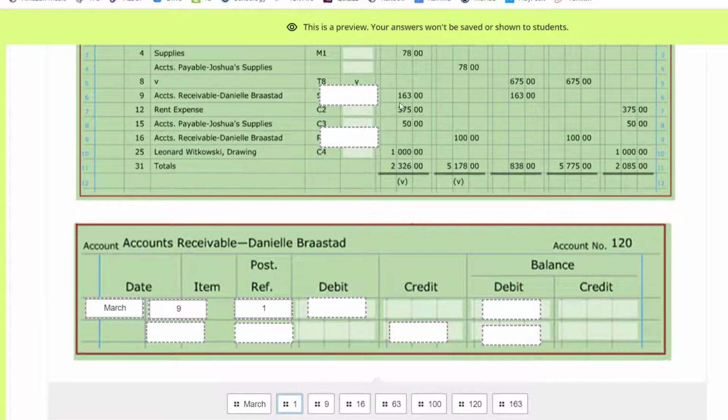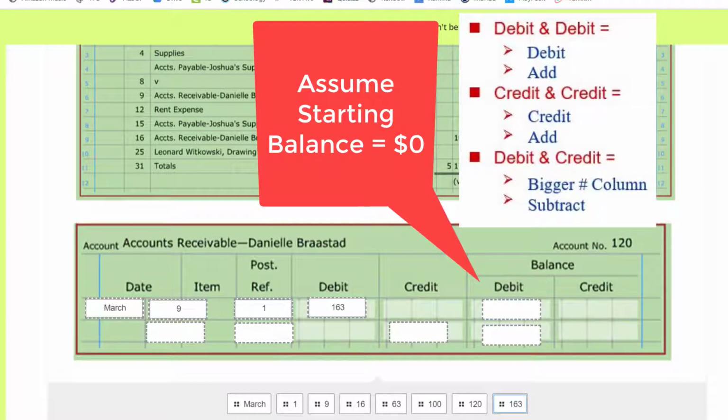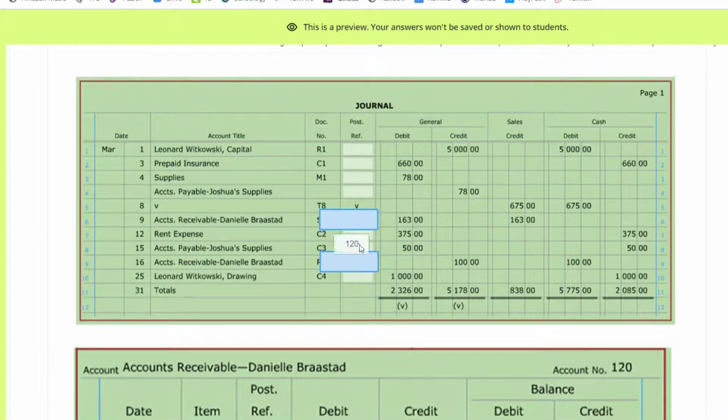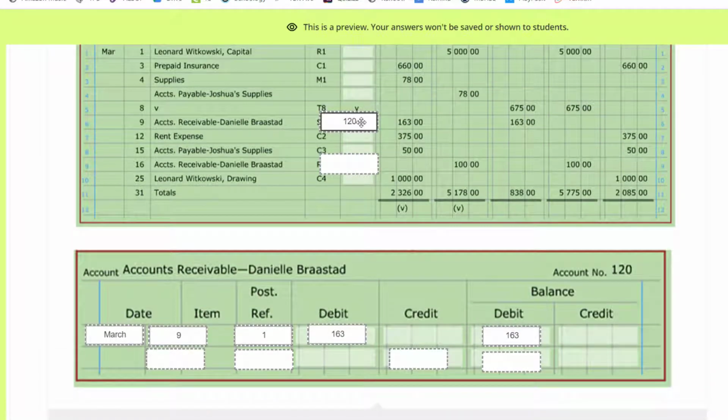Now, if I look at the 9th, it is $163 in the debit column. So in the debit column, I have 163. Now I need to figure out the balance. The balance was 0, and that means I just get to add on whatever I had. So 0 plus a debit of 163 would mean I have a debit of 163. And the last thing I need to do is take this account number, 120, and cross it up here and mark down that I have posted it. So I posted this amount to ledger 120.